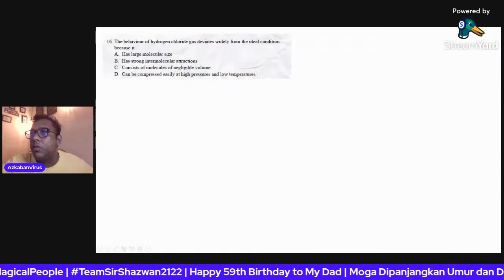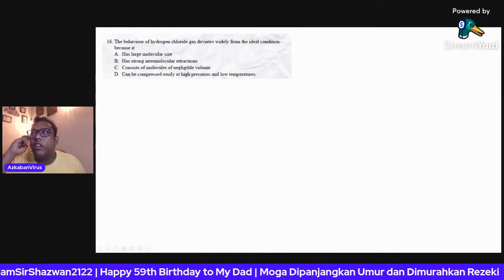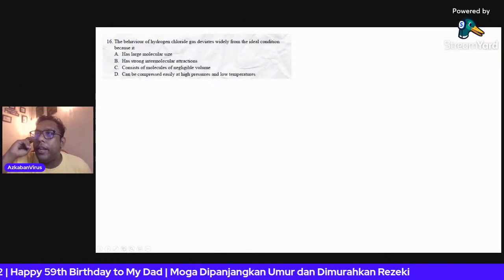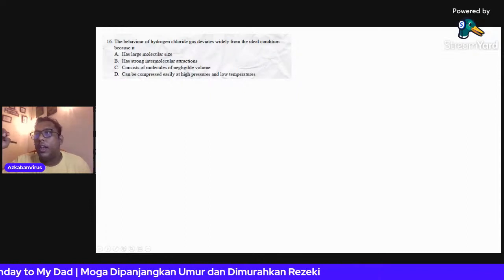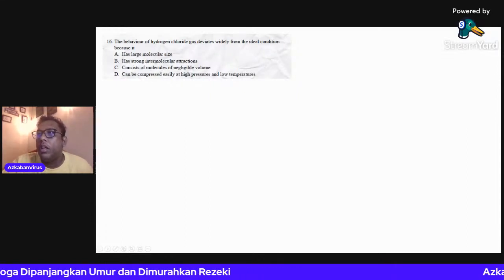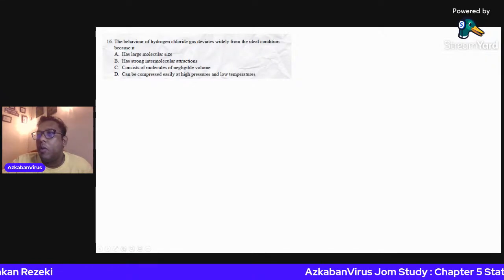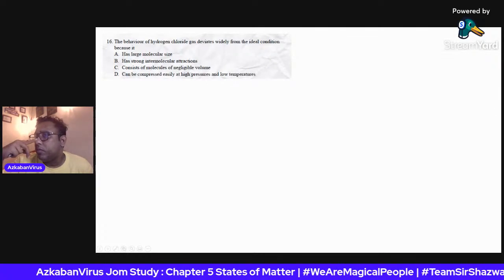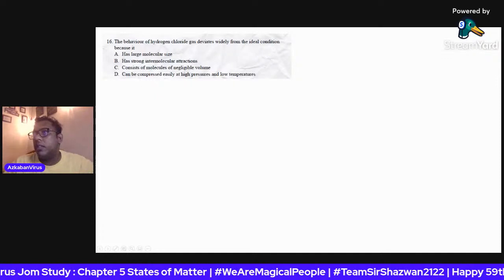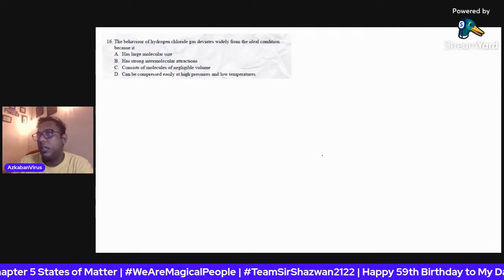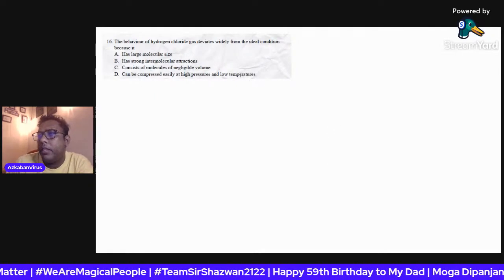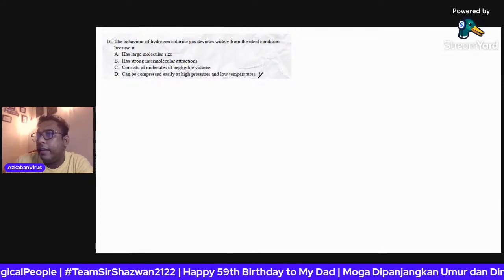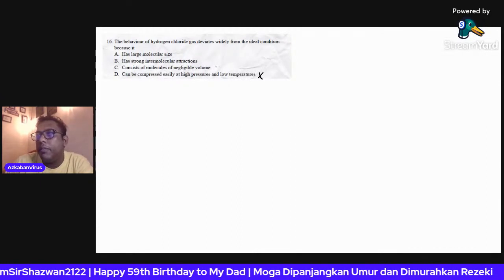Okay, next one. The behavior of hydrogen chloride gas differs widely from ideal condition because it has large molecular size, strong intermolecular attraction, consists of molecules of negligible volume, and can be compressed easily at high temperature and low temperature. High pressure, low temperature ni tidak ada kaitan. Molecule of negligible volume tidak ada kaitan.